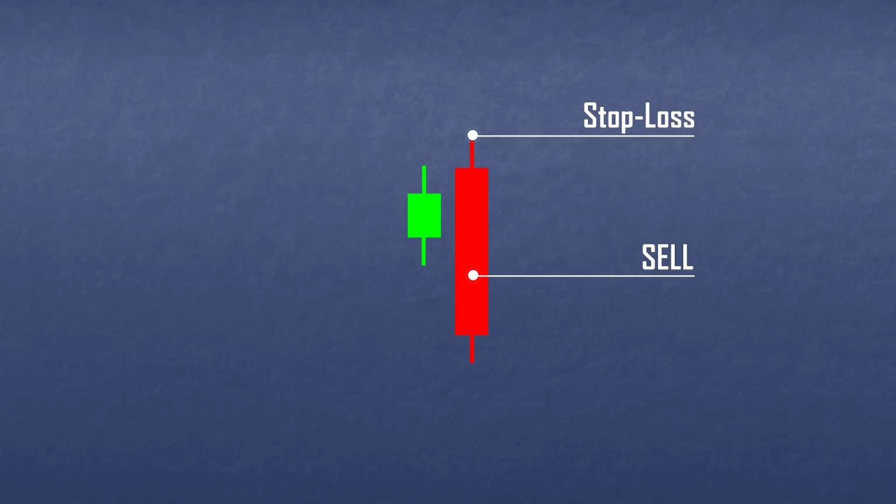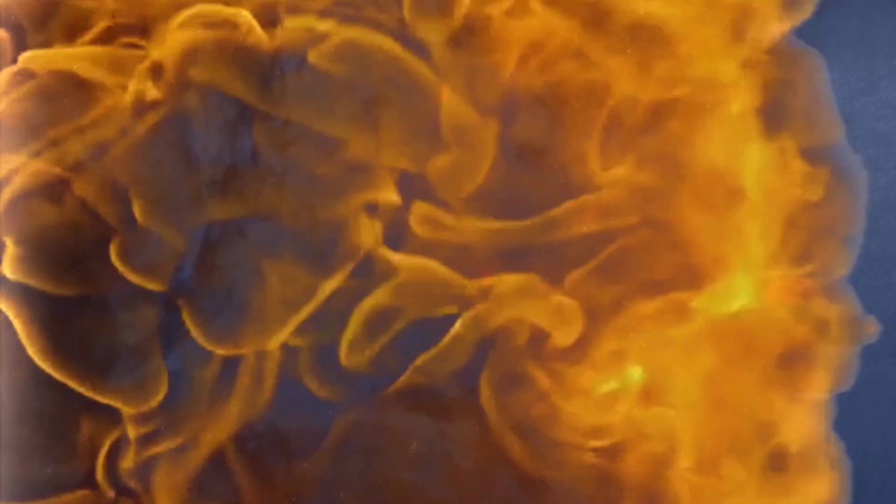How to trade the bearish engulfing pattern. Entry point: a sell order can be placed once the price breaks below the low of the green candle. Stop loss: set above the high of the red candle for risk management. Confirmation: always use additional factors like resistance levels or trend lines to confirm the downtrend before entering a trade.